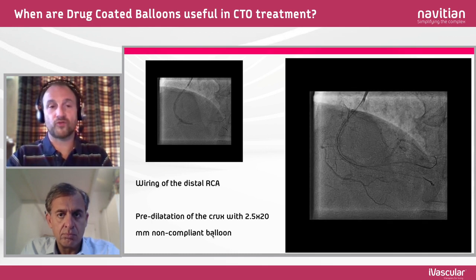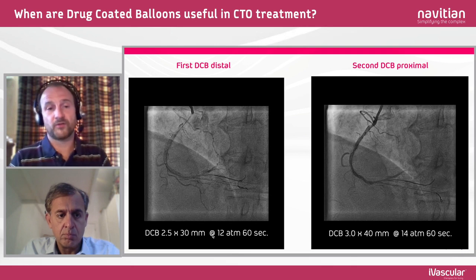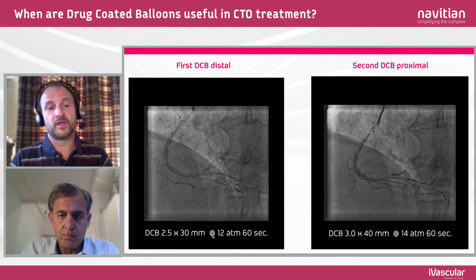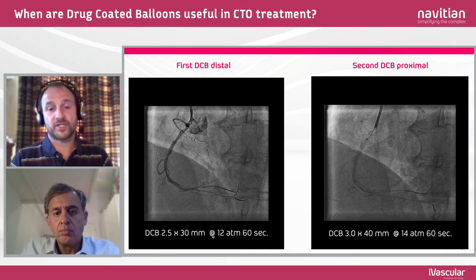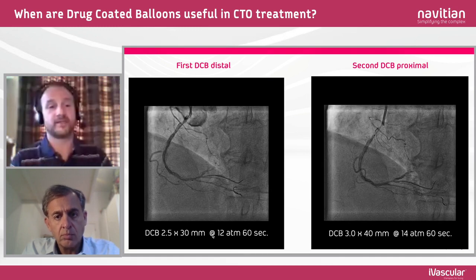So we decided to go for drug-eluting balloons, and we applied the first drug-eluting balloon at the level of the crux, coming backward. It's a 2.5 by 30 millimeter balloon inflated for 60 seconds at 12 atmospheres, so there's time to release the paclitaxel in the vessel wall.